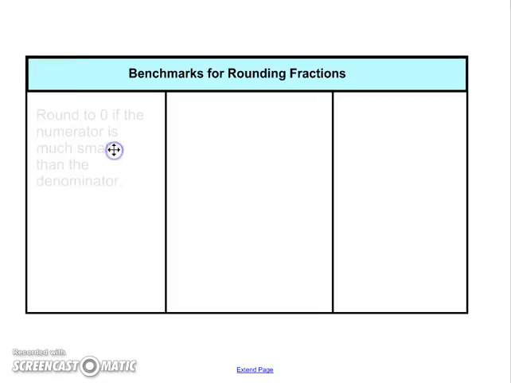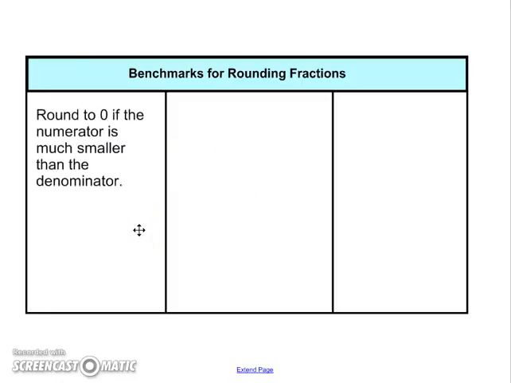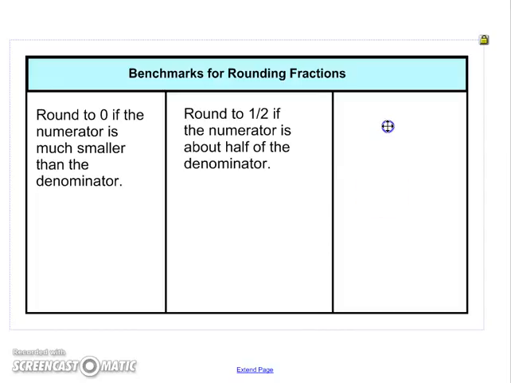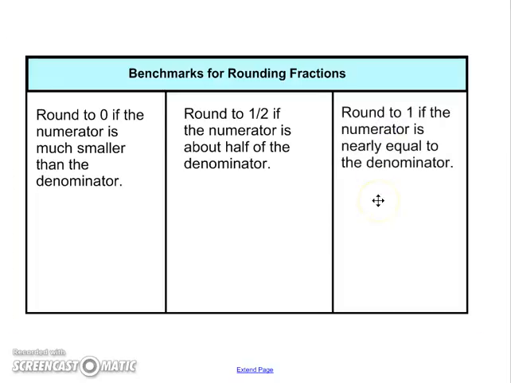So first of all, a few benchmarks or things that we need to take into consideration is to round to 0 if the numerator is much smaller than the denominator. If we have a fraction and the numerator is just a tiny portion of the denominator, round that part to 0. Round to a half if the numerator is approximately half of the denominator, and then round to 1 if the numerator is nearly equal to the denominator.